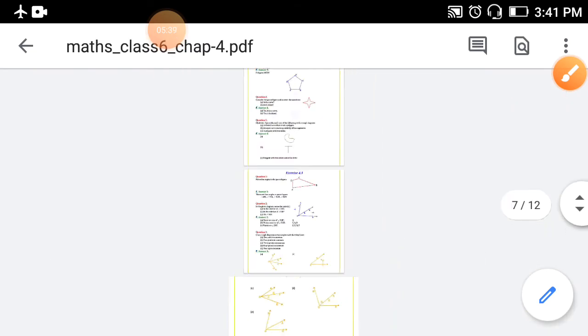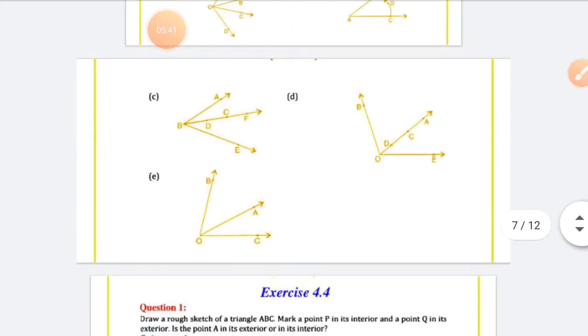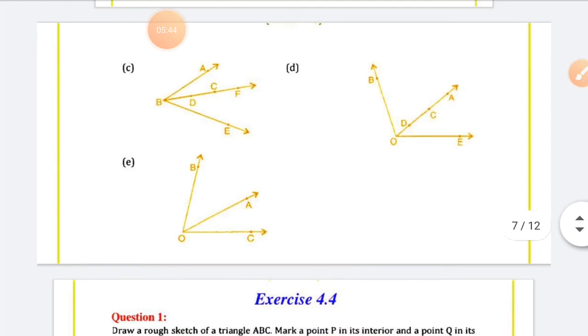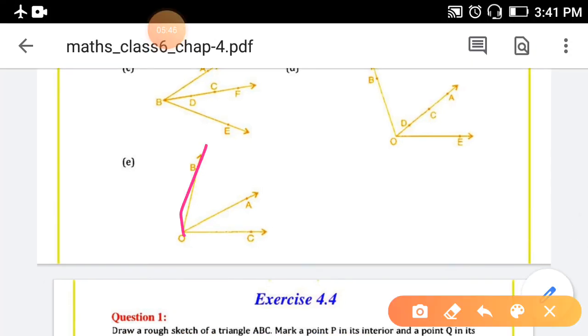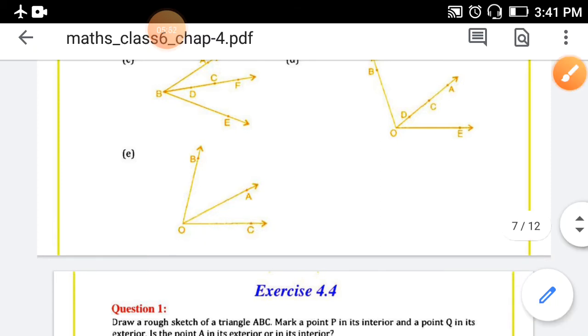Next, one ray in common. Here you can see two angles, first one and second one. In both, this ray OA is common.